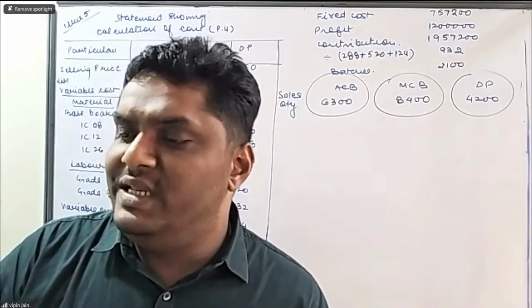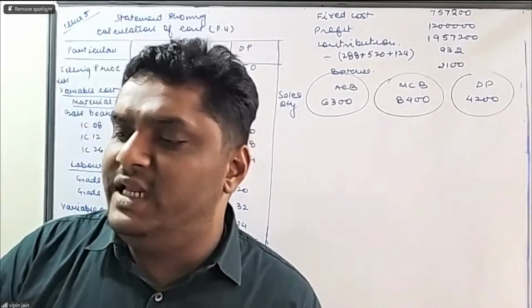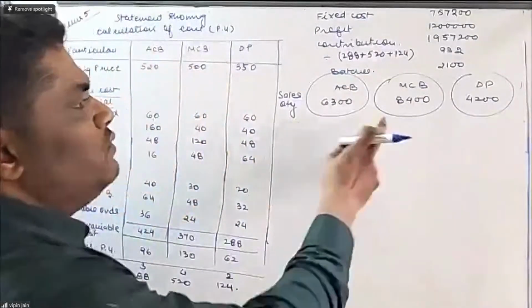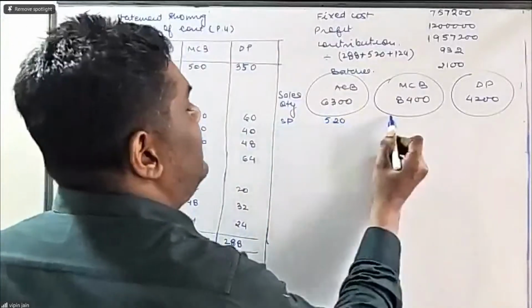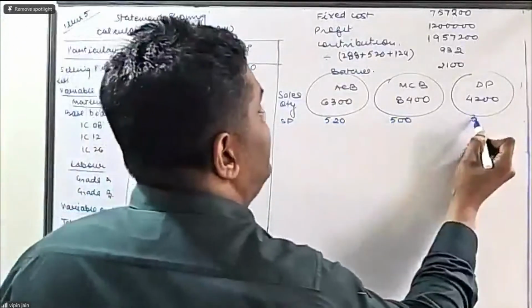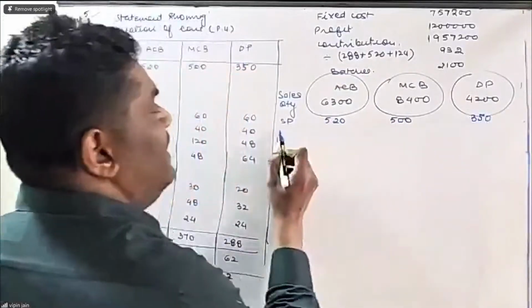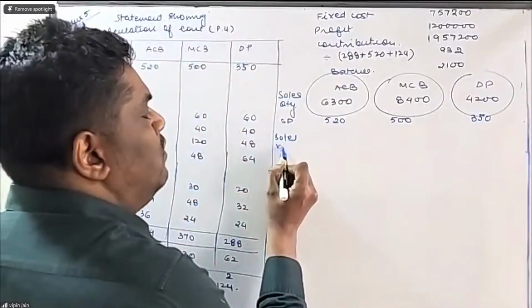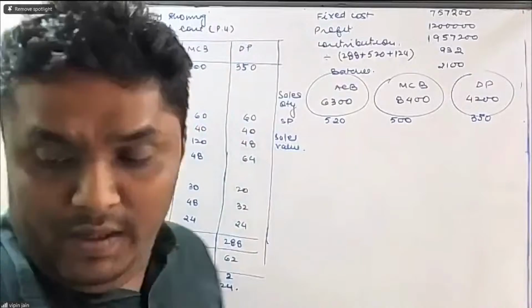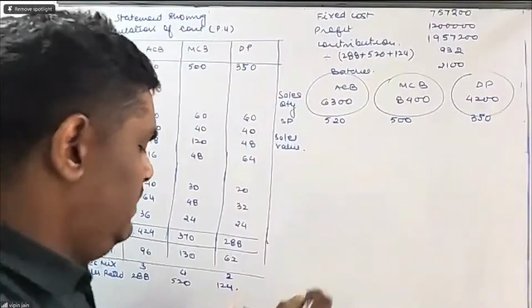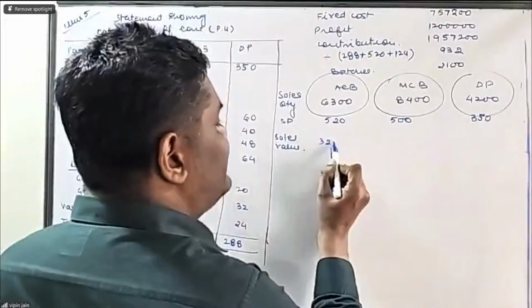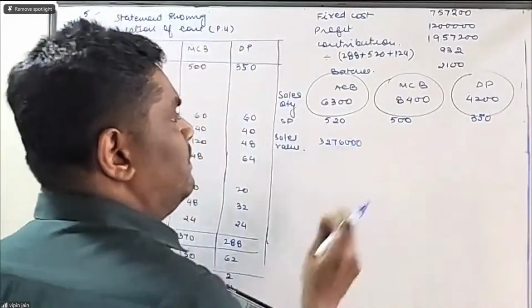So see, the question is asking us to prepare the sales budget in quantity and value. So for sales quantity we have, selling prices are 520, 500 and 350. So we can calculate the sales value also. So this will be 6,300 into 520. This will be 32,76,000.